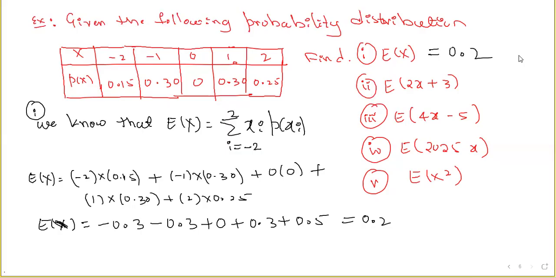Okay. So now how to solve the next one? Second one, what are they given? Expected value of 2x plus 3. How to solve? Can anybody try in a rough page and solve, or just give the answer?